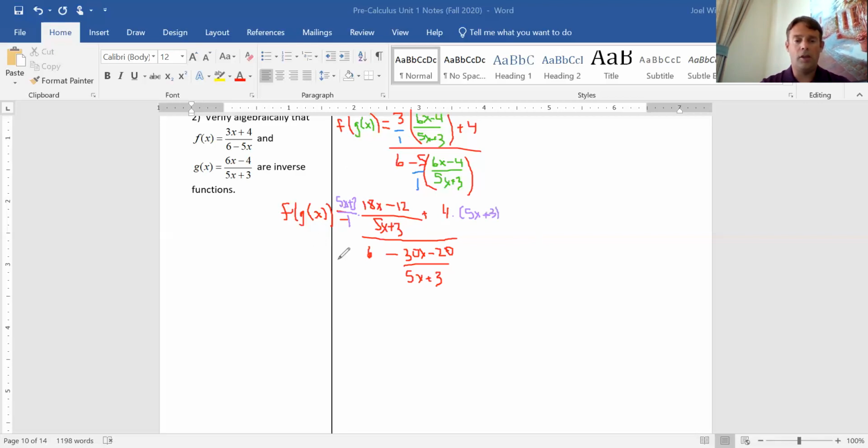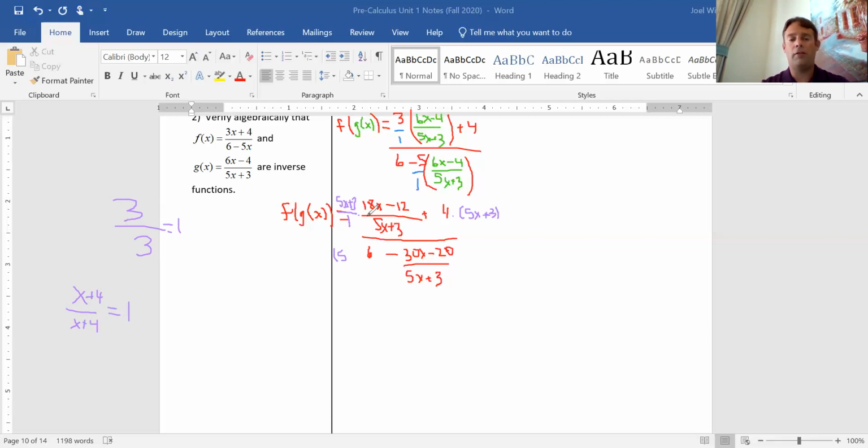I'm going to multiply every single term by 5x plus 3. Because if I'm multiplying the same thing on the top and the bottom, no matter what it is, say if I multiply the top by 3 and the bottom by 3, what I really multiplied by was 1. If I multiply by x plus 4 on top and bottom, what I really multiplied by was 1.